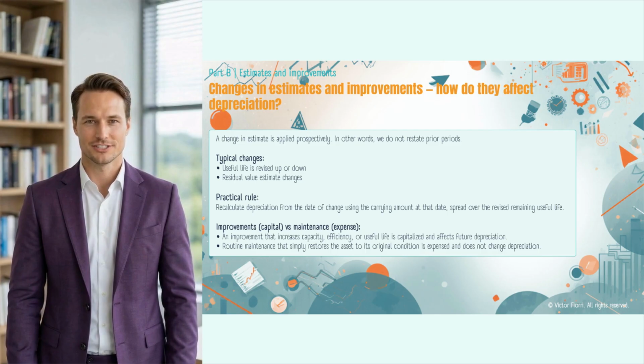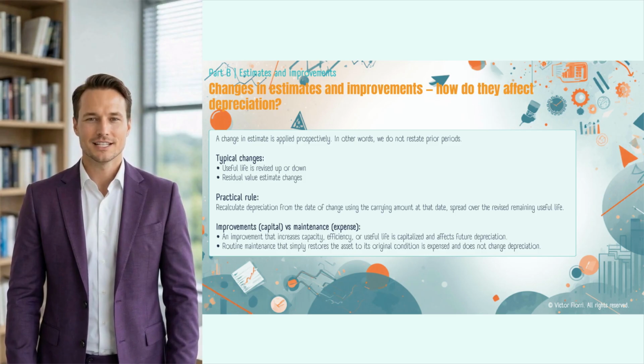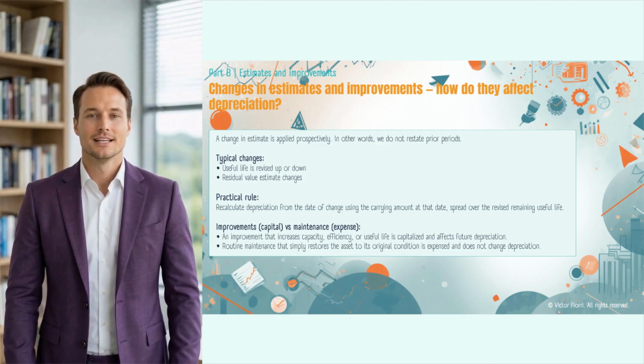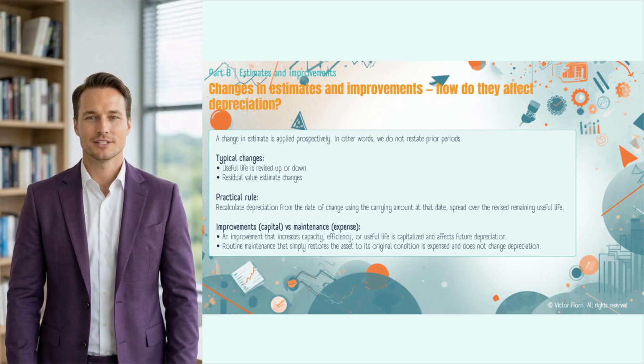We also need to distinguish between improvements and maintenance. An improvement that increases capacity, efficiency, or useful life is capitalized and affects future depreciation. Routine maintenance, however, simply restores the asset to its original condition, so it is expensed and does not change future depreciation. This distinction appears often in real work and in exams. A practical tip is to ask whether the spending makes the asset better than before or only keeps it running.